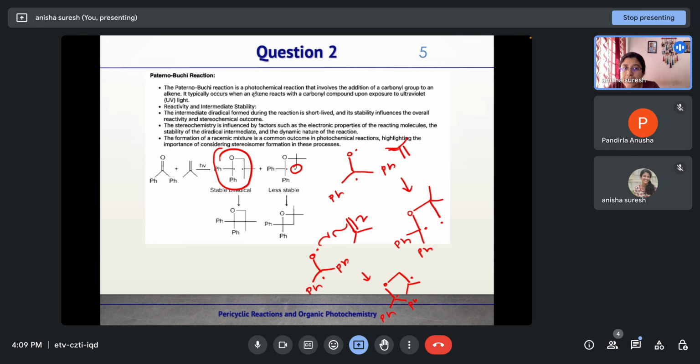So Paterno Buchi reaction is a photochemical reaction that involves addition of a carbonyl group to an alkene.